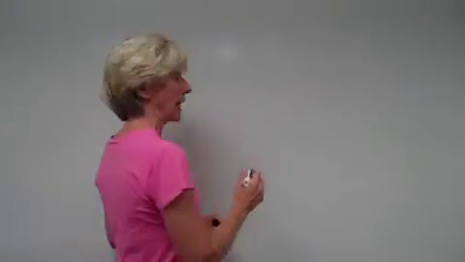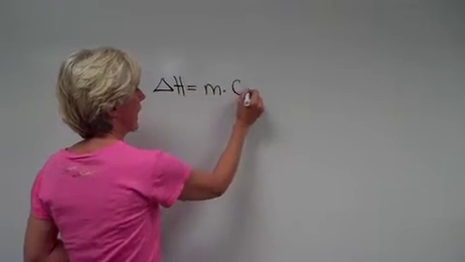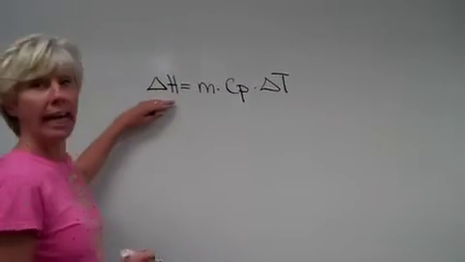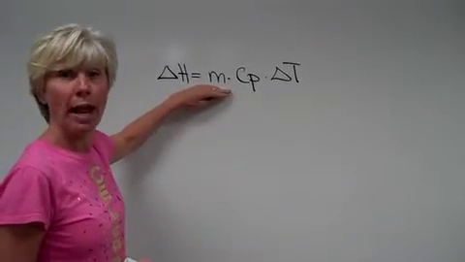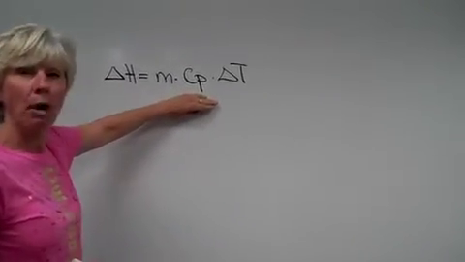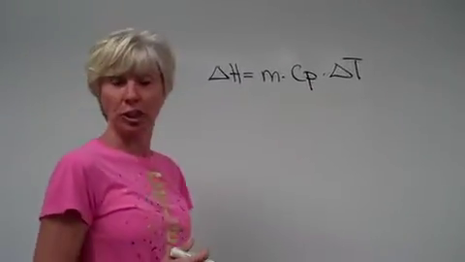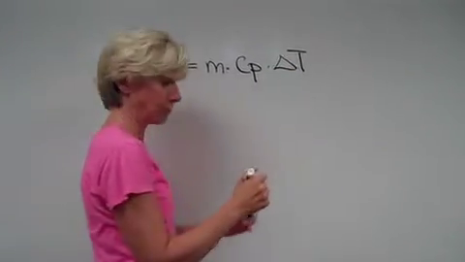This is a review of the lab we did to determine the heat capacity of a metal. Now, we have learned the following formula. Delta H equals mass times Cp times delta T. Delta H can be measured in joules or calories. Mass is measured in grams. Specific heat is a property that determines how much energy it takes to change the temperature of something. And here's our delta T, final minus initial.